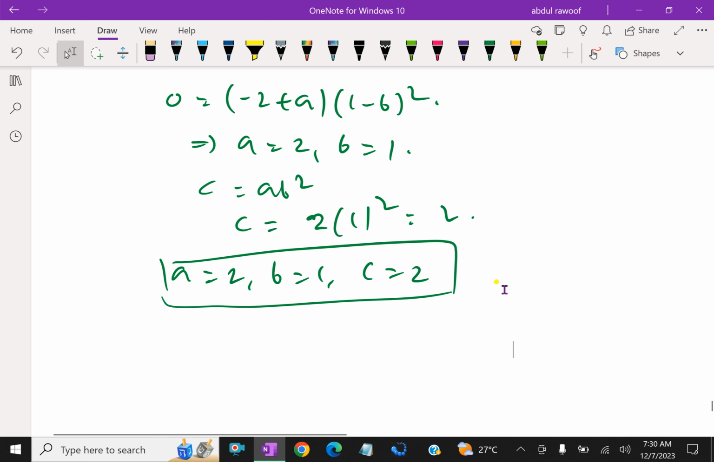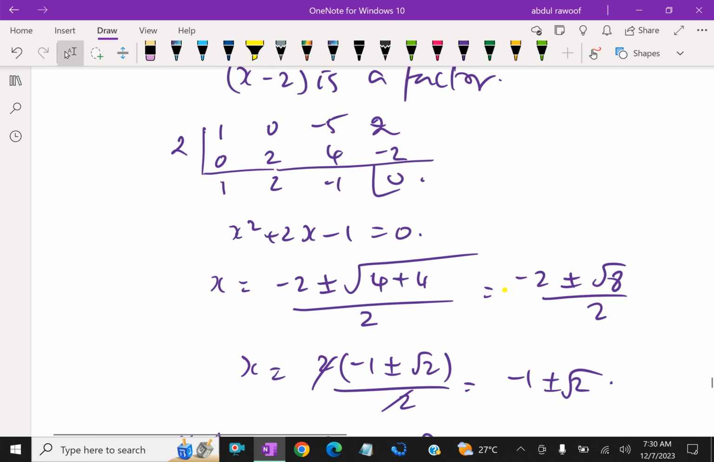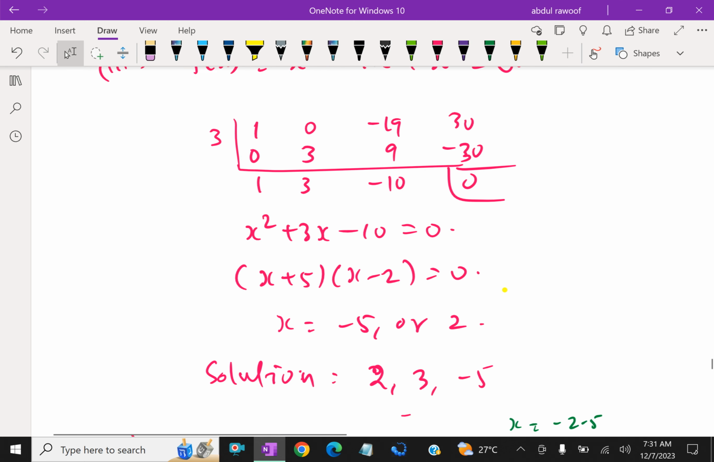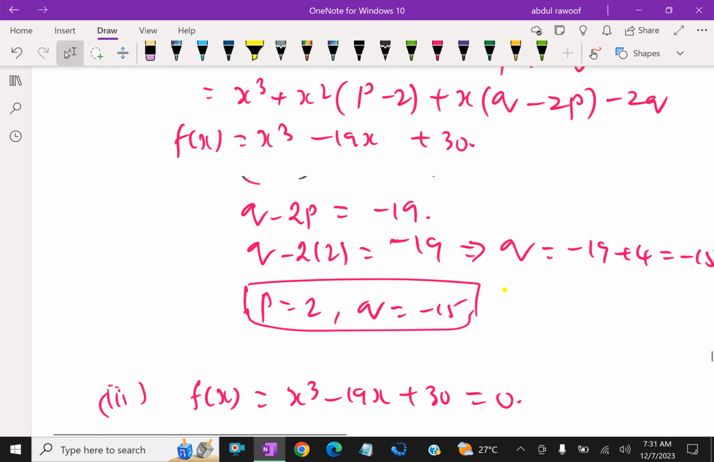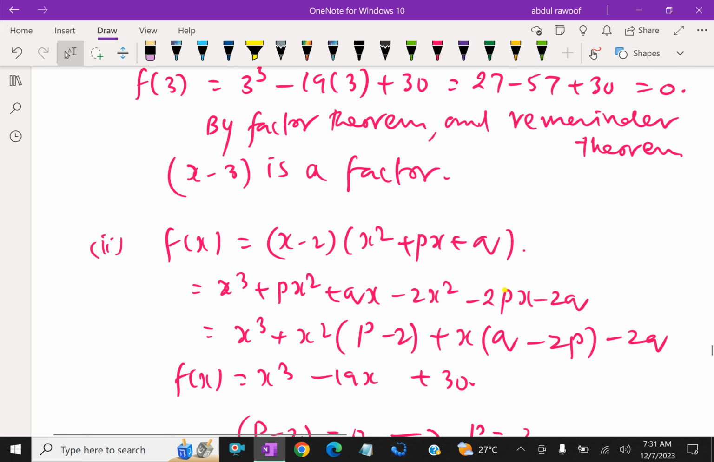So far we discussed solving problems regarding the remainder and factor theorem. Also we have done sketching the curve with given points.